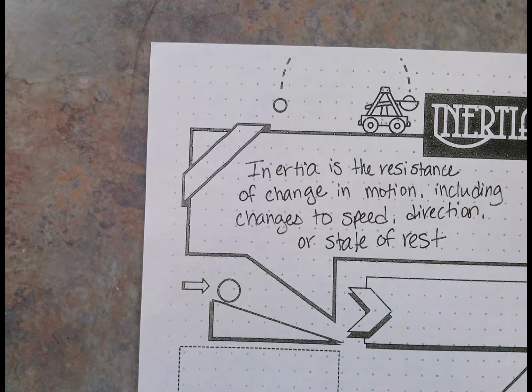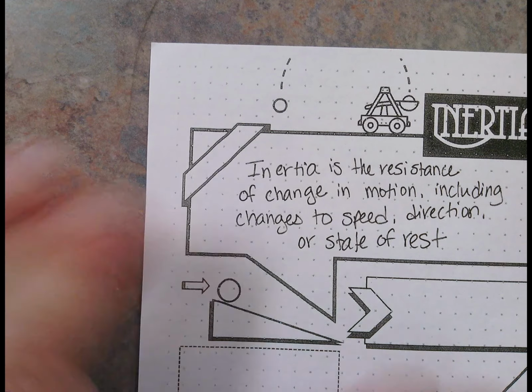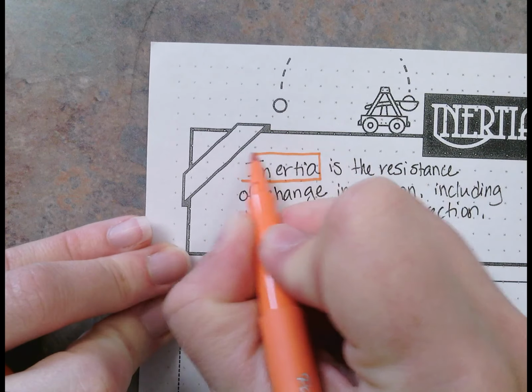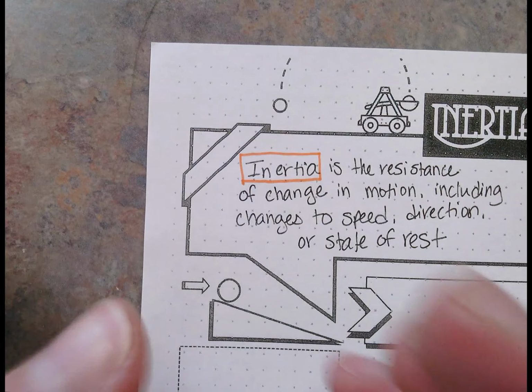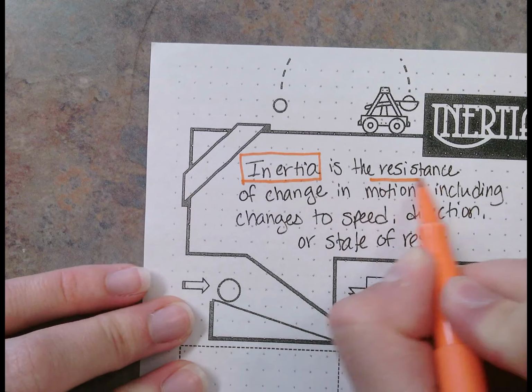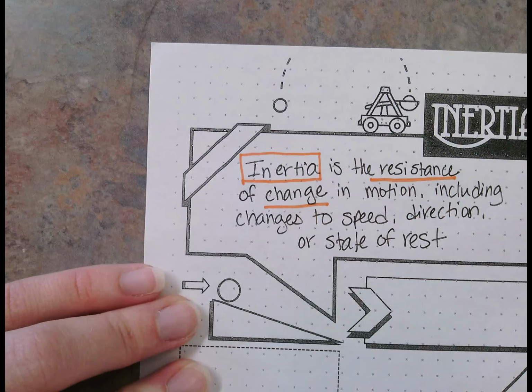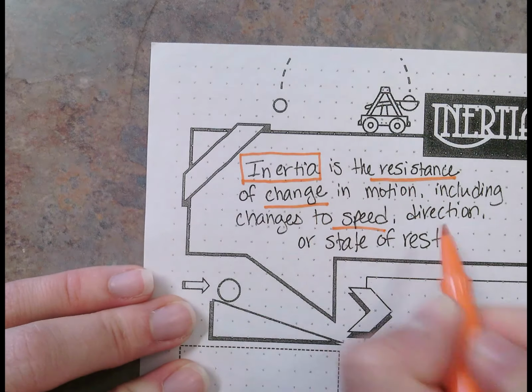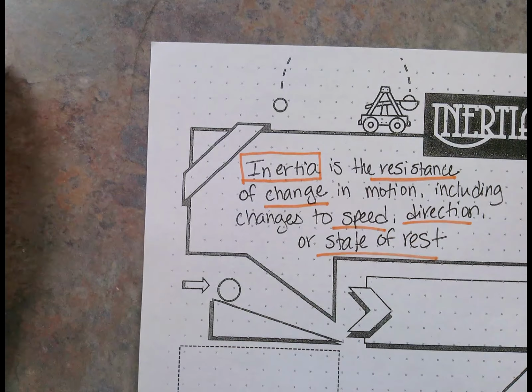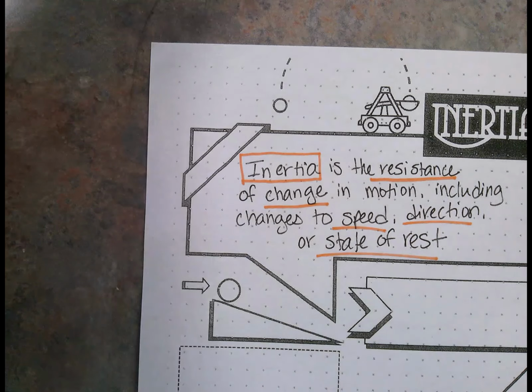Okay, so that is what you're going to put there, and a couple of the key words that I'm going to underline. If you don't have a highlighter, just underline them or box them or something. But our key word here being inertia, is the resistance, another key word, to a change. So resistance pretty much to change or of change, either in speed, direction, or state of rest. Okay, so that's all you need to put for that little box up there.